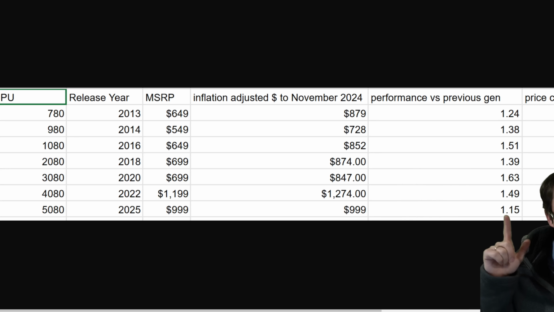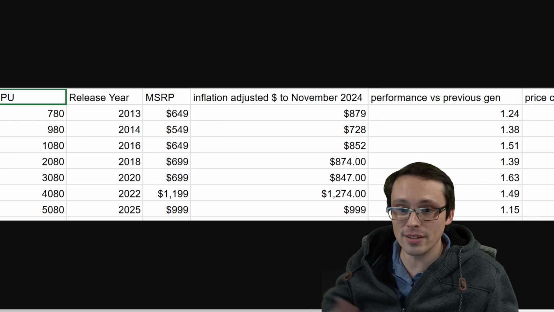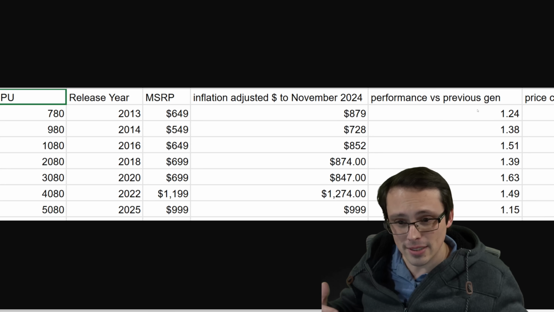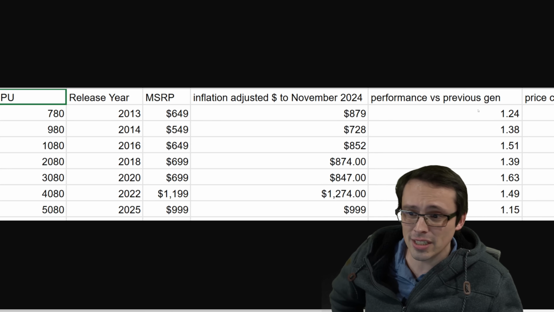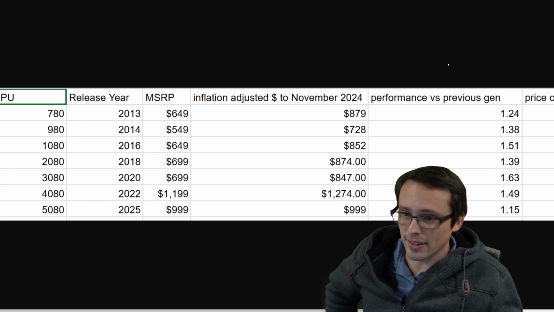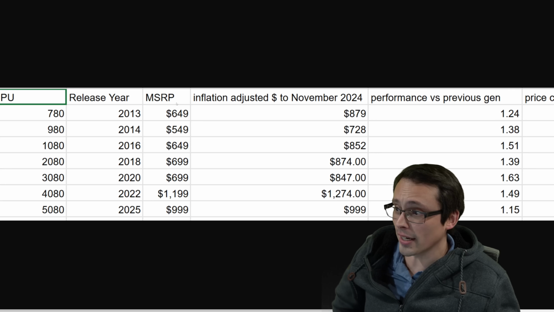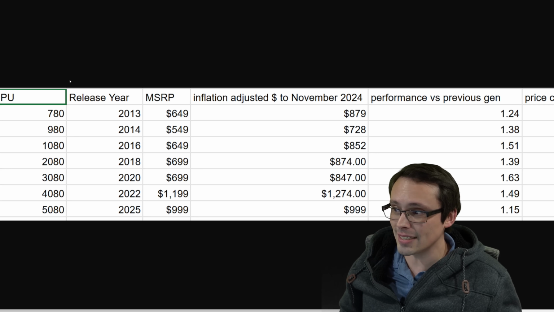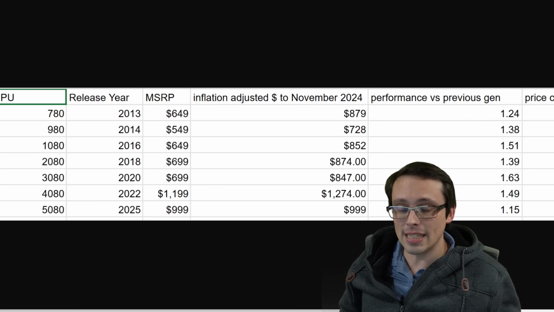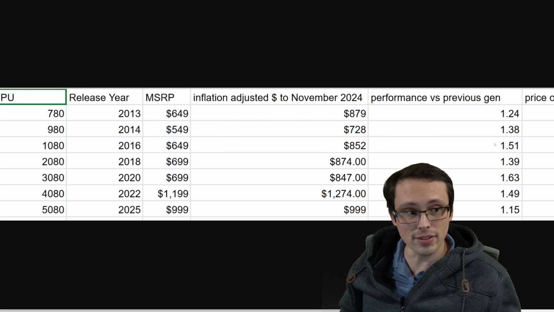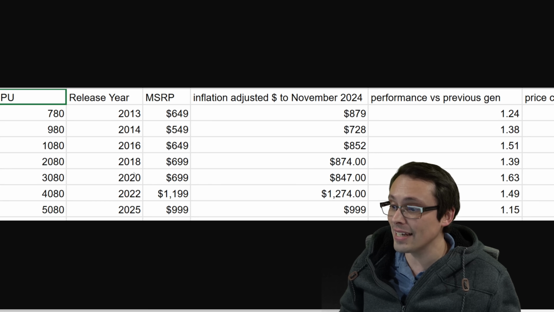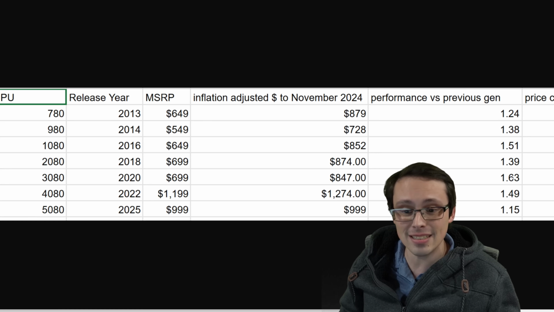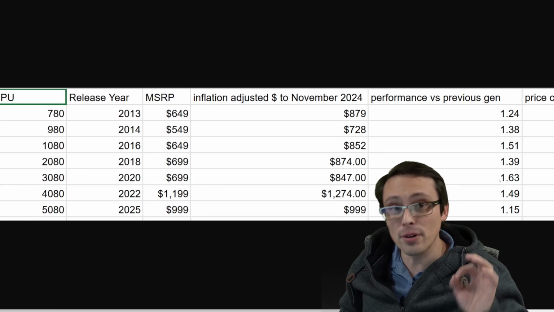I mean, look at this column here, okay? So performance versus previous generation. I'm using Tech PowerUp's relative performance database for this information, just to keep everything consistent on that one performance test metric. So we're seeing that the 780 was honestly not great, 24% faster than the 680, but then the 980 delivered 38% uplift compared to that. The 1080 delivered 51% uplift compared to that, the 2080 delivered 39% uplift compared to that, the 3080 delivered 63% uplift compared to that, and did it without a price increase. 63% better performance and better performance per dollar.